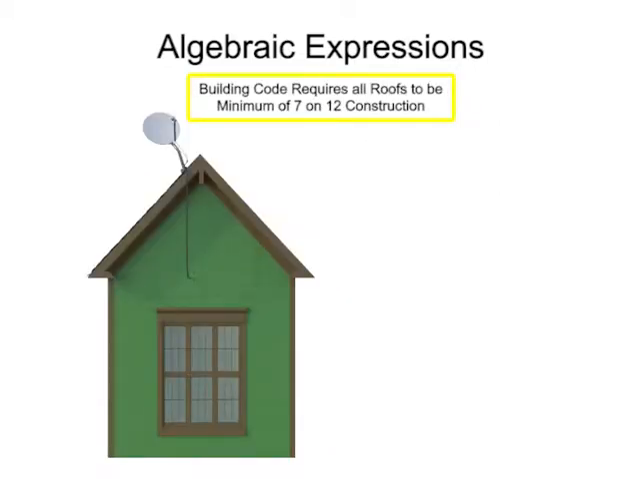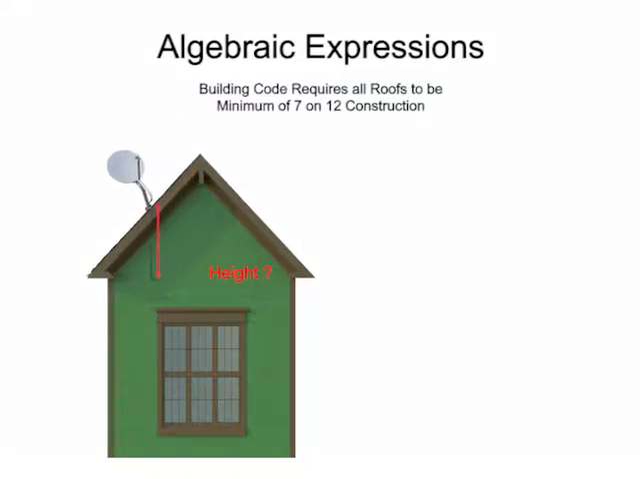In this example, the local building code requires all roofs to be a minimum of 7 on 12 construction. That means for every 7 feet increase in vertical height, called the rise, there must be an increase of 12 feet horizontally, called the run. An installer may be required to place a satellite dish in various places on a roof, depending on its position and any obstacles already installed. Write an equation that will help the installer determine the vertical height of the satellite dish from the eave of the roof so that the electrical cable required for each job can be calculated.